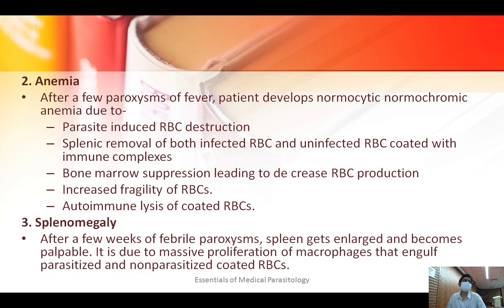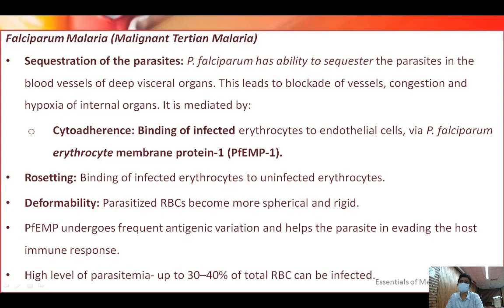Splenomegaly may occur because obviously your spleen is working overtime clearing the infection from the blood. It is trying to destroy the RBCs. It's like gymming, no? When you try to build up your biceps, if you put more pressure on your biceps, then your biceps will start to bulge. Similarly, the spleen is doing so much work that slowly it will get enlarged, and it will be palpable. These are very telltale signs of malaria. Fever, anemia, splenomegaly, these are like the classical triad.